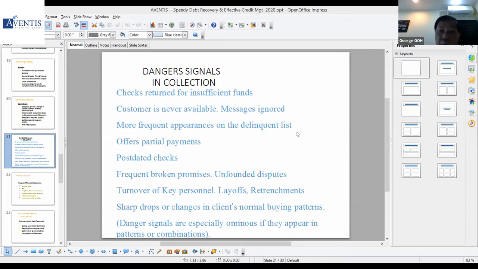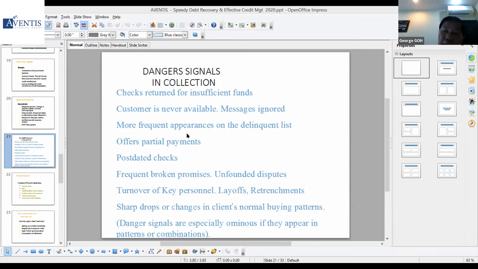Okay, getting more delinquent now, we call it. Another danger signal is when the debtor offers partial payment. Of course, he pays you, say, half first. Of course, take it first. But that tells you that something is not quite right. Then you should quickly raise the alarm bell and check what is happening.